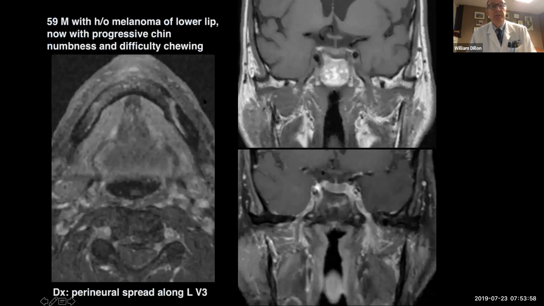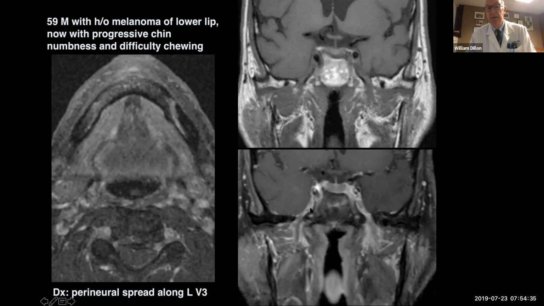Okay, so here's an example of a patient who had melanoma of the lip and now had progressive chin numbness and difficulty chewing. And right here you see an enlargement of the inferior alveolar canal. This is the foramen on either side of the mandible through which the inferior alveolar nerve courses. And you can see that this is expanded on the left side, and it grows all the way up into the cavernous sinus. And here we see abnormal enhancement.